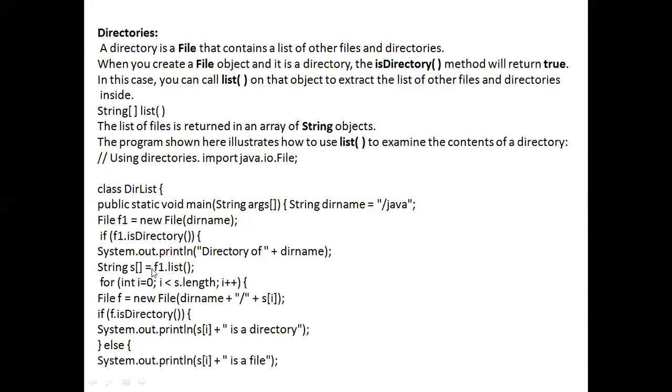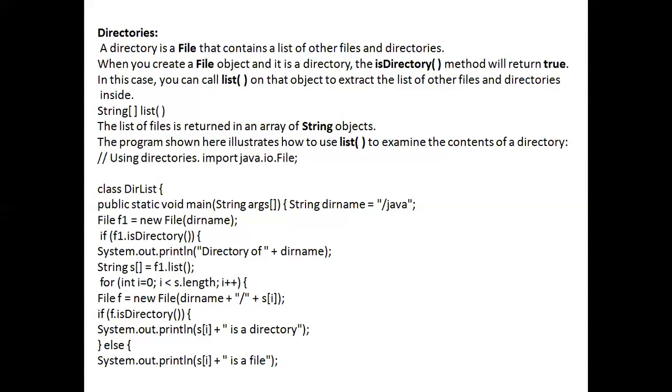So this string means whatever the list of files there are inside the directory, the list is going to be displayed by using the for loop. The index of the first file is 0, the index of the second file is 1, and so on. So s.length: whatever the list of files inside the directory, these files are going to be counted and the total count is going to be displayed by using s.length.